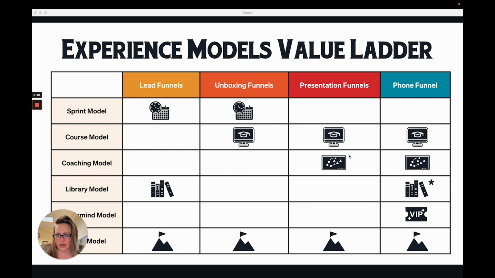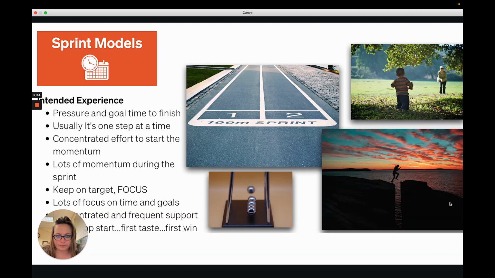Okay, now that we know that there's 6 experience models and we know that they break down across the value ladder, let's start to dive into each one of these experience models and get to know them a little bit better. Okay, the first model is the sprint model. Now, sprint models are really good if you're trying to inject a lot of momentum into somebody coming into your world for the first time.